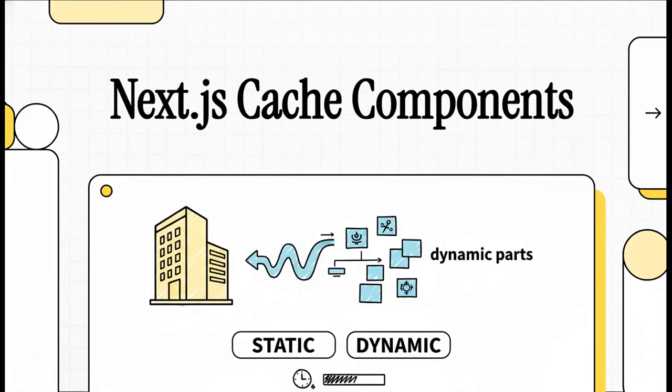For a long time, building a Next.js app felt like you had to make a tough choice. Do you want it to be blazing fast, but the data's kind of stale? Or do you want super fresh, real-time content, but your user is stuck staring at a loading spinner? Well, what if I told you that you don't have to choose anymore?